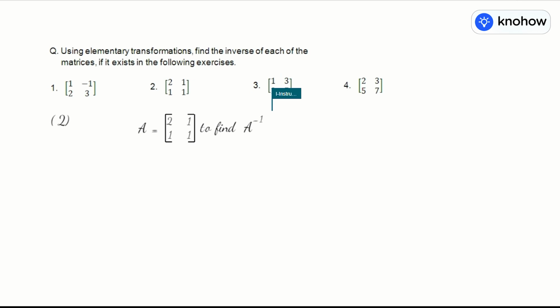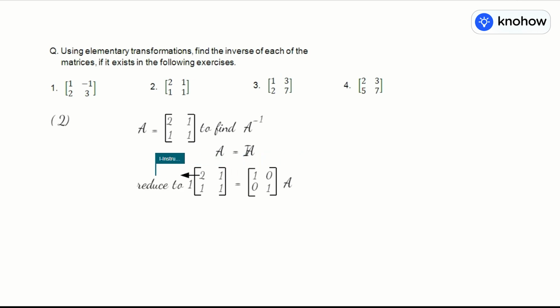Now what is the procedure? We start like this: A = IA. We write the value of A, [2, 1; 1, 1], and I, this being of second order, [1, 0; 0, 1], the identity matrix, and A will continue to be written as such. Now what are the steps? First of all, this number at the corner, A11, should be equal to 1.